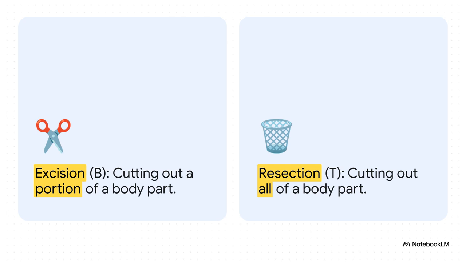That's root operation B. But if the surgeon completely removes the entire body part, say the whole disc, we code that to resection, which is root operation T. It all boils down to one question. Is it a partial or a complete removal?